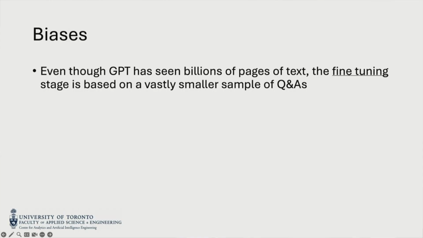So even though the GPT model that we start with in this process has seen billions of pages of text across Wikipedia, thousands of books, the internet, who knows what else, this fine-tuning stage is based on a much smaller sample of these question-answer pairs. And this means that compared to every, say, page of text in the original training, each Q&A here has a vastly outsized influence on the performance and the behavior of the model.